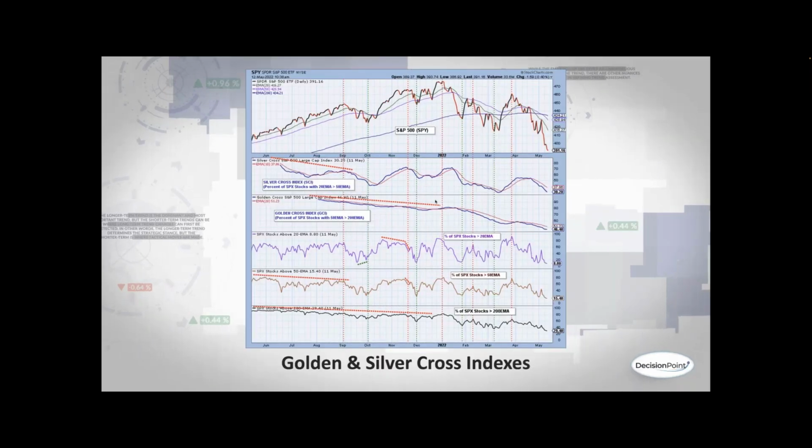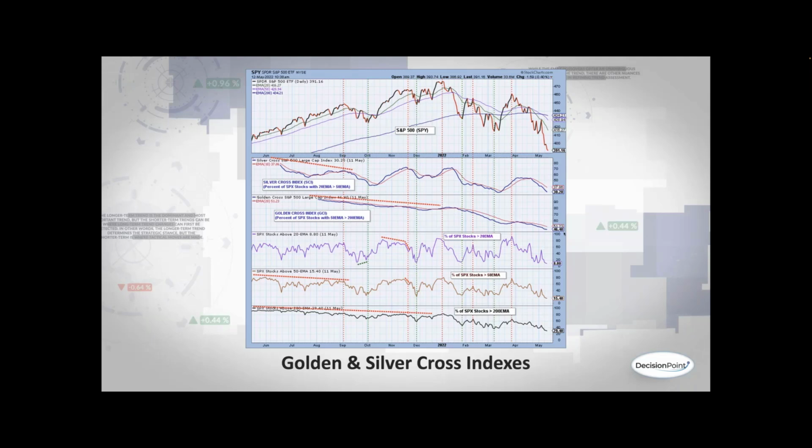Here is the golden and silver cross index. This is the silver cross right here. This chart is from May of 2022, just so you know. And you can see the silver cross has been falling here along with price. The reading itself is only 30.2%. The golden cross index, remember, we're tallying up how many stocks have a golden cross.